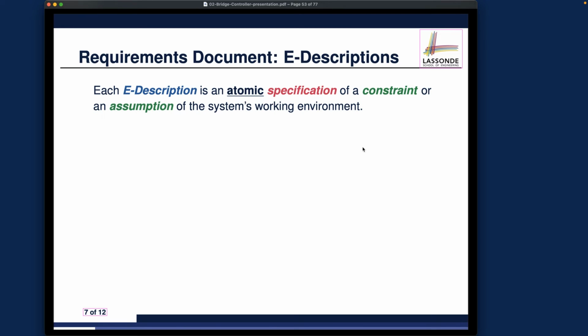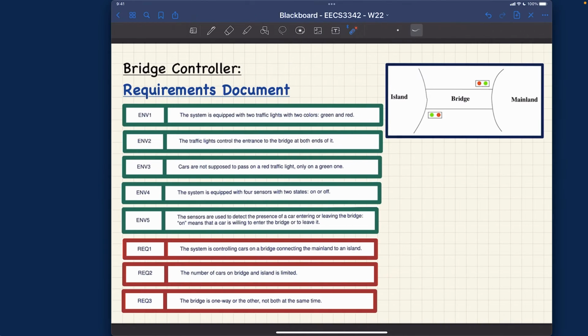Right, let's talk about the various environmental constraints for our bridge controller. Okay, so I summarized all the requirements into a single page, right? The color convention I typically use is, for the green ones, these are the E descriptions, and for the red ones, these are the R descriptions. Let's look at the E descriptions first.